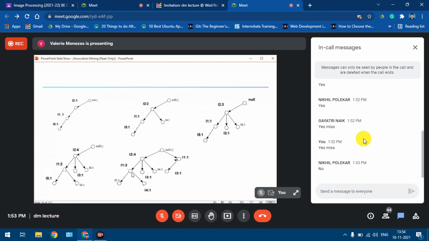You say I1 is over here. Yes, but it doesn't start from the root node. From the root node, I2 starts. So we have to create a new branch, and the count is kept as 1.